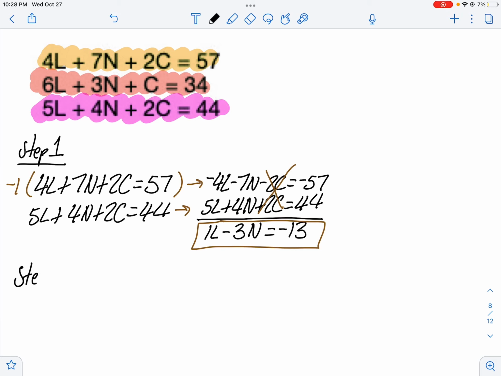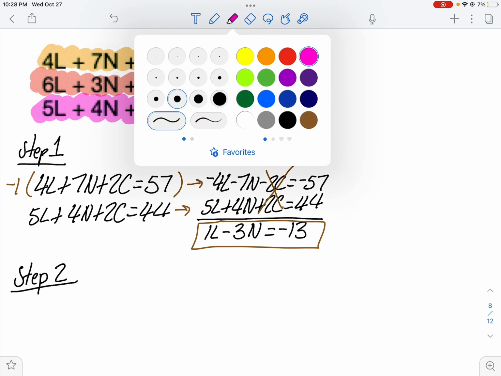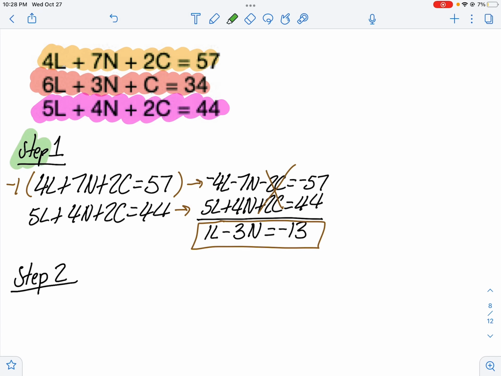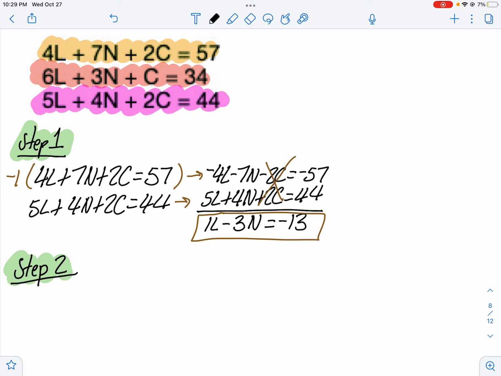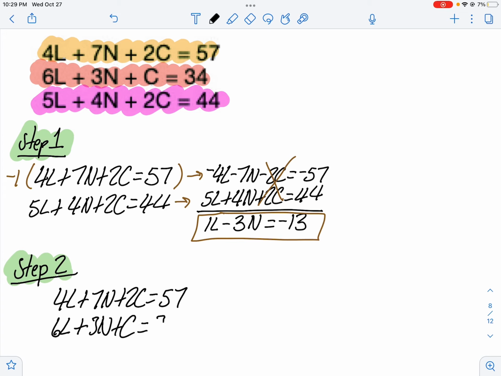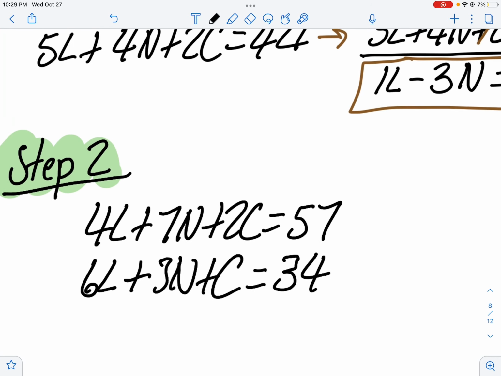Okay, that's step 1. We're going to do step 2. So step 2, I'm going to take another 2 equations. So I'm going to take the first and second here. So 4L plus 7N plus 2C is equal to 57. 6L plus 3N plus C is equal to 34.